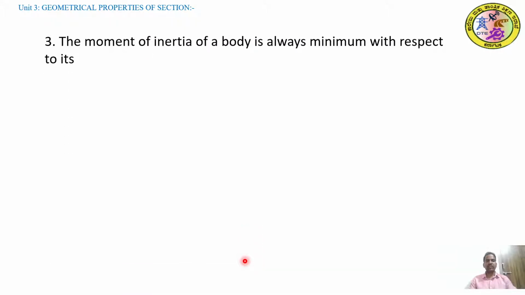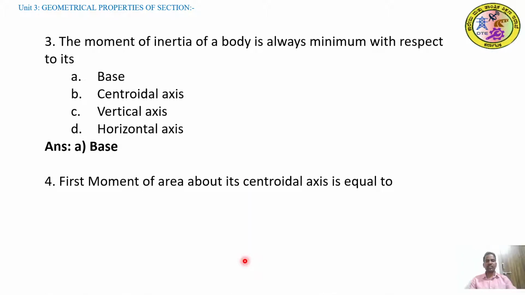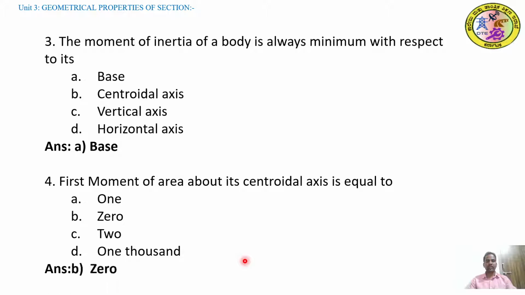The third question: the moment of inertia of a body is always minimum with respect to its base, centroidal axis, vertical axis, or horizontal axis. Actually, the exact answer is base, because as the reference axis moves from the base, the moment of inertia is going to rise. The first moment of area about its centroidal axis is equal to 1, 0, 2, or 1000, and the exact answer is 0.